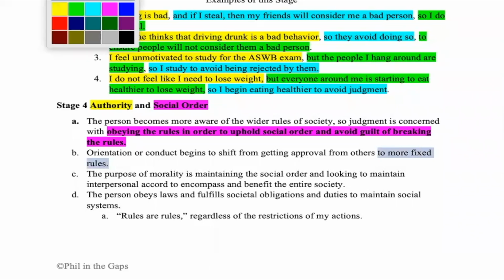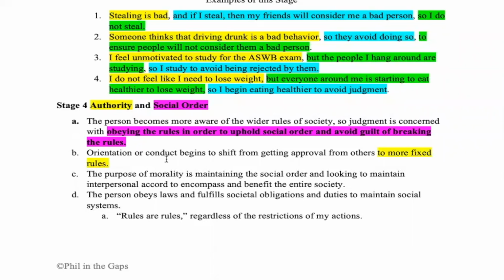We're going to have that rigidity within our lives. So the purpose of morality is maintaining the social order and looking to maintain interpersonal accord to encompass and benefit the entire society. So that is where we're going to start shifting from just affirmation and acceptance from other individuals to how do I maintain interpersonal accord and how do I benefit the entire society? Not just, man, I need to hang around this group of people and whatever they tell me, I'm going to start doing what I particularly need within this situation. So that's where your group of friends may want to break the law, but you're looking and saying, I ain't about to do this.